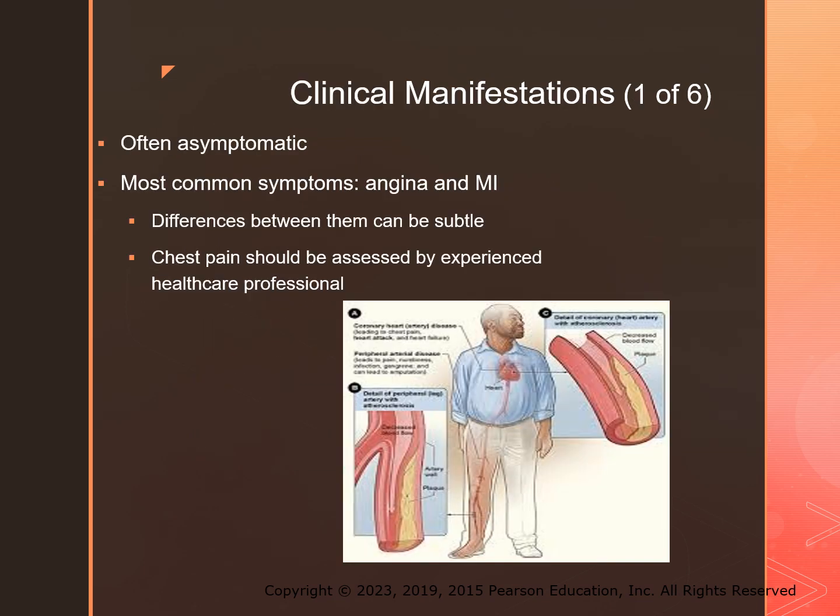Other clinical manifestations. Most common symptoms can be angina and MI, and differences between them are very subtle. Chest pain should be assessed by experienced healthcare professionals. So you want to make sure that you're ruling out, is this angina or an actual heart attack? So when you're looking at page 1244 and you're looking at these risk factors, make sure that you read over the diet.